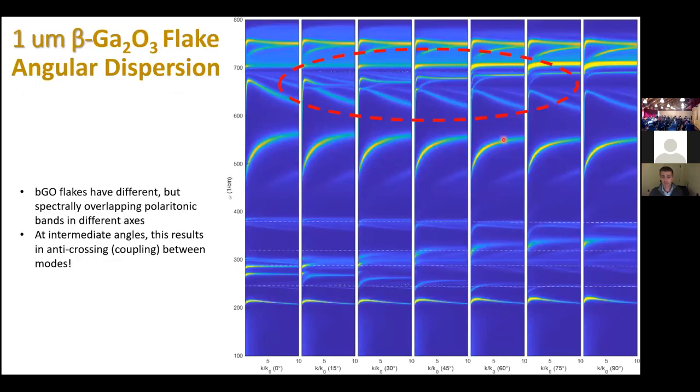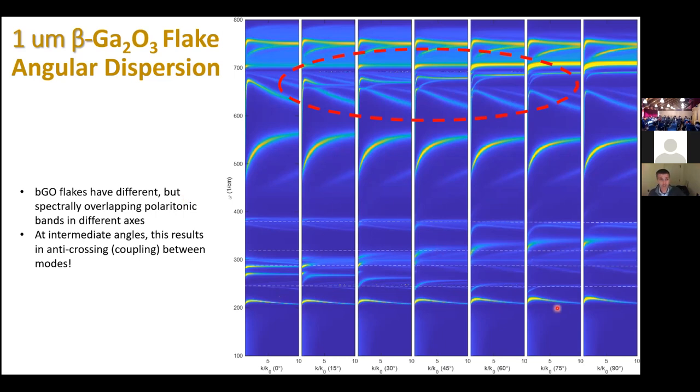But more importantly, you can then look at the azimuthal dependence, basically rotating the sample with respect to the incident light again. And you can start to see some really interesting behavior of strong coupling and anti-crossings, as well as direct coupling between polariton branches corresponding to modes aligned with the various principal axes, right? So as I'm rotating from 0 to 15, I'm getting both the C and B axis participating at the same time, giving rise to these very interesting behaviors that we're currently trying to probe.